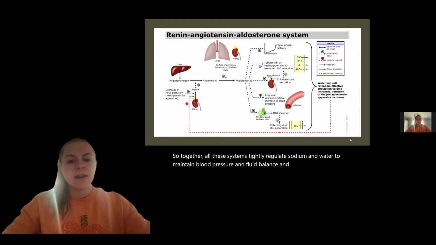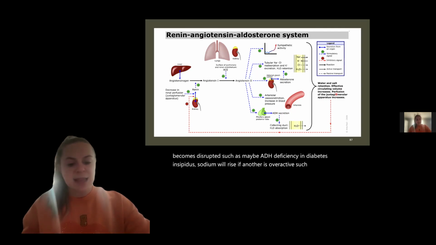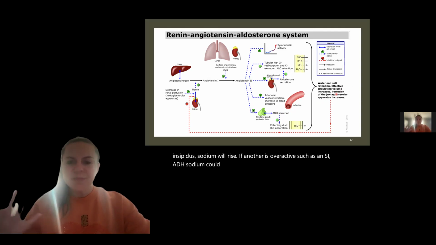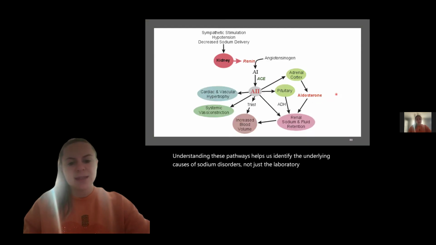And this is showing the complexity of the hormonal systems and how they interact to regulate sodium and water. And if we have one system that becomes disrupted, such as ADH deficiency in diabetes insipidus, sodium will rise. If another is overactive, such as in SIADH, sodium could fall. Understanding these pathways helps us identify the underlying causes of sodium disorders, not just the laboratory abnormalities.